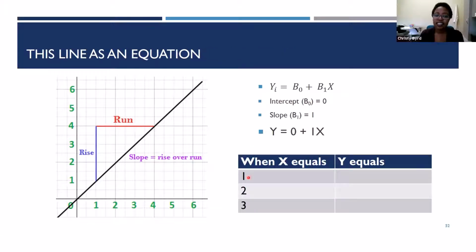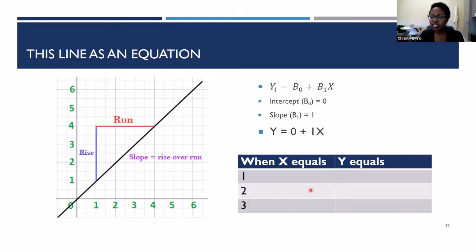All right, let's write this in equation form. So here's our fancy equation for the regression line. Instead of y equals mx plus b, we have y equals beta 0 plus beta 1 times x. And remember, our i indicates each individual value. But in this case, all of our values are going to be the same. So our intercept, beta sub 0, is 0 over here, and our slope is 1 over 1. So the equation for this line is y equals 0 plus 1x.